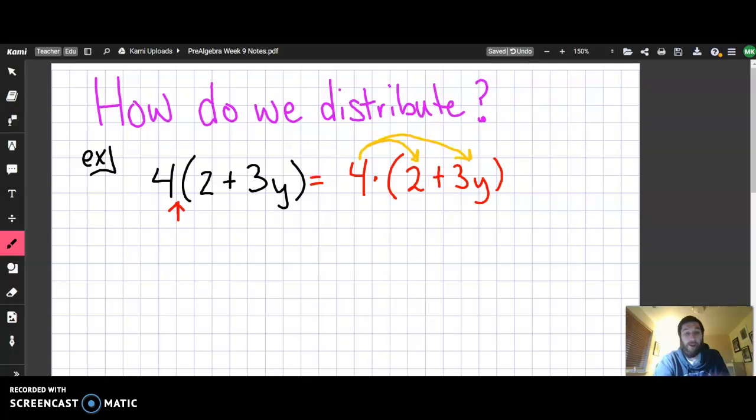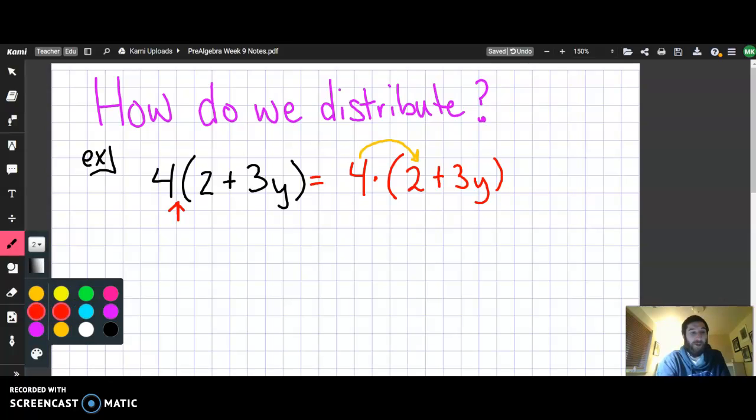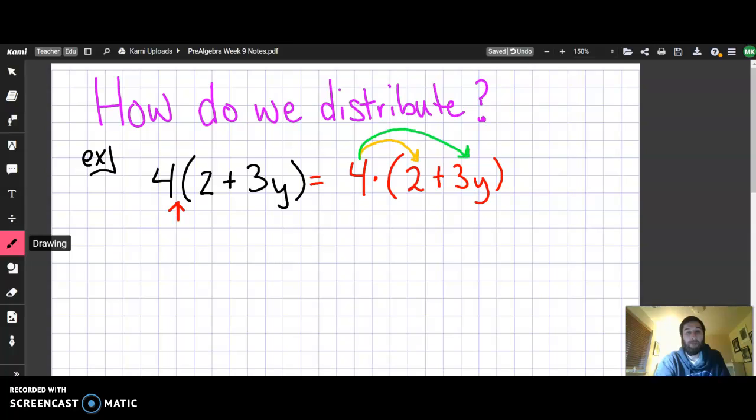And actually, let me go ahead and write that other arrow with another color so we can track it a little bit easier. I'm going to go ahead and use green. Green's a great color. So first things first, in orange, we have the 2 times 4. So that 4 gets multiplied by 2. 2 times 4 is 8.